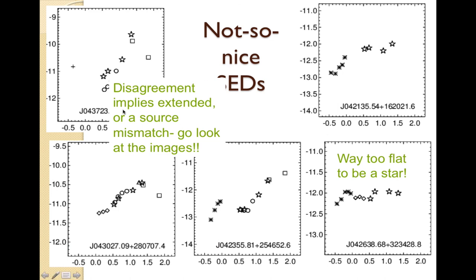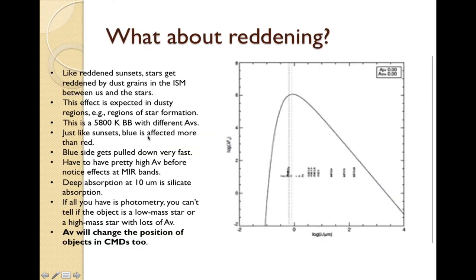If you get lots of disagreement, I mean, WISE has poorer spatial resolution than Spitzer, to be sure, but substantial disagreement, because remember, this is in the log, so this is half an order of magnitude off in brightness. This kind of disagreement implies that the source is actually extended, so it's probably a galaxy, or you haven't matched the source properly. So it always helps to go back and look at the images.